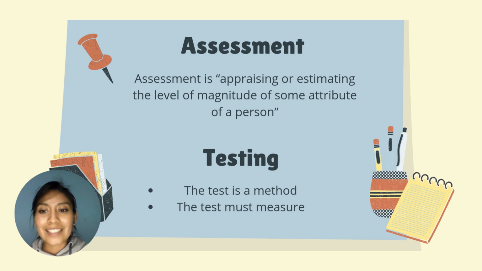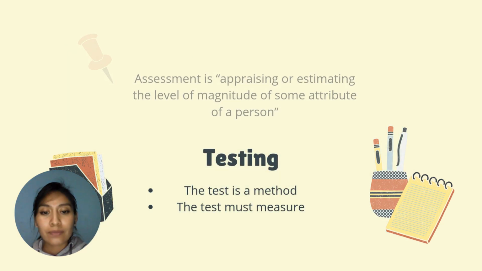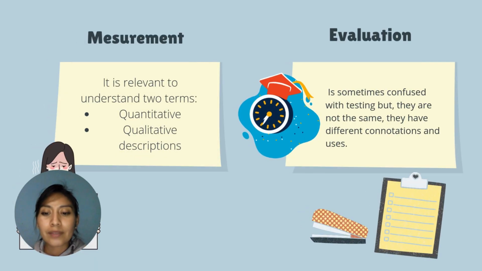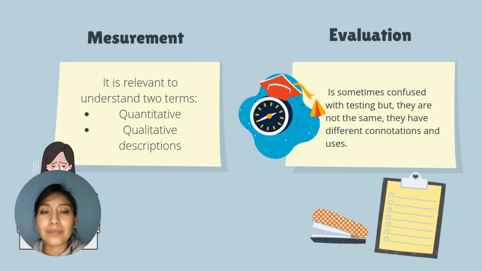Now we have testing. It's a specific type of structure designed with clear methods to measure specific skills such as reading, writing, listening, or grammar. For example, a vocabulary quiz evaluates how well students understand specific words. Measurement is referred to as the process to quantify individuals' achievement. It is relevant to understand two terms, quantitative and qualitative descriptions.